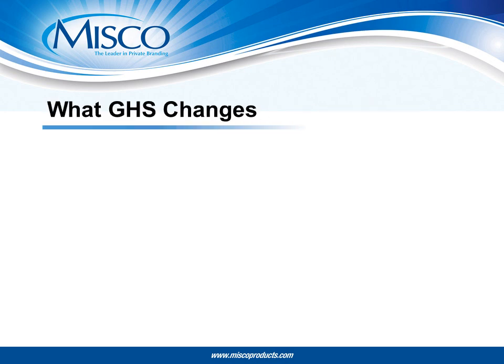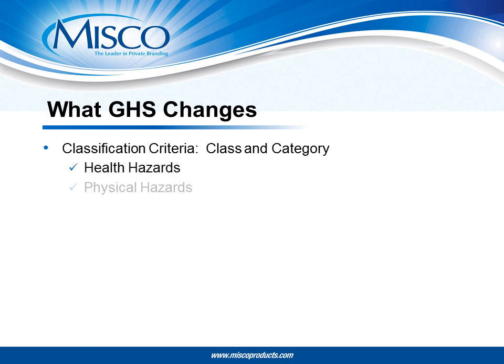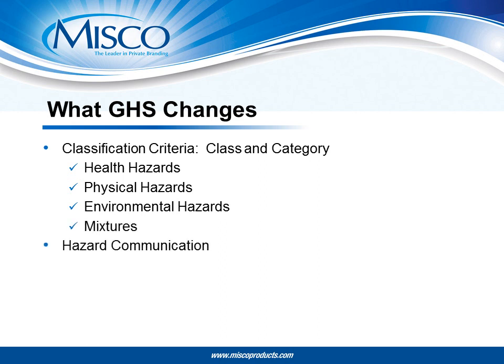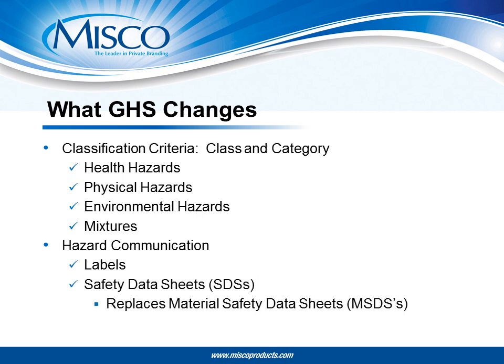So, what are the GHS changes? The classification criteria, including class and category, health hazards, physical hazards, environmental hazards, mixtures, hazard communication, labels, and safety data sheets, known as SDSs, which replace the material safety data sheets, known as MSDSs.